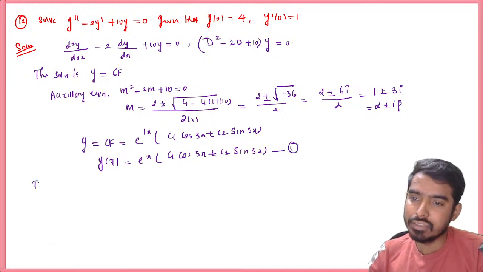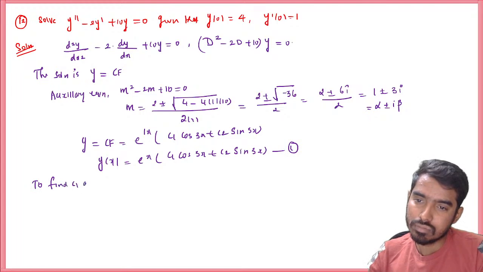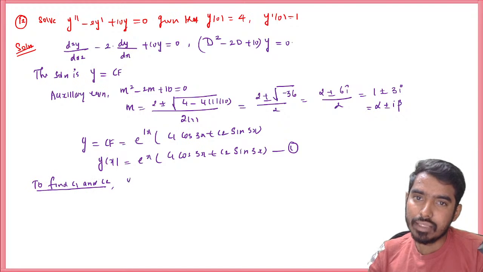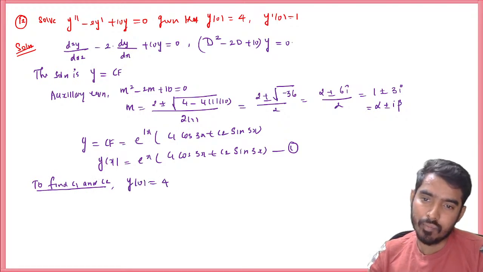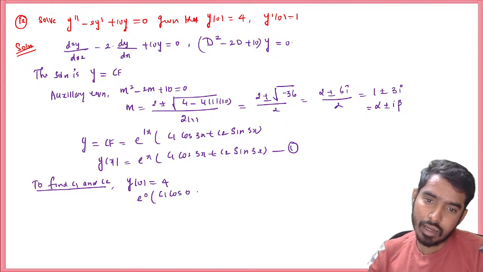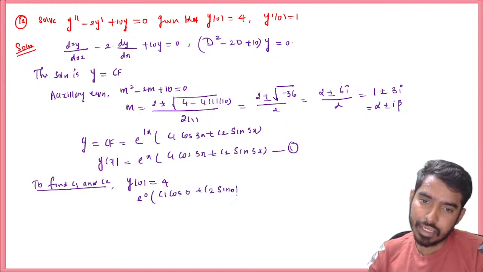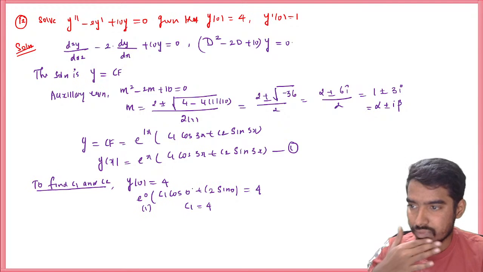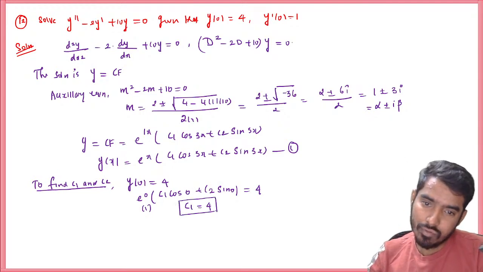Now to find c1 and c2, they are given that y of 0 is 4. So when you put x equal to 0, you will have e power 0 (c1 cos 0 plus c2 sin 0) is 4. So e power 0 is 1, cos 0 is 1. So we will have c1 to be equal to 4, right? We have c1 to be equal to 4.